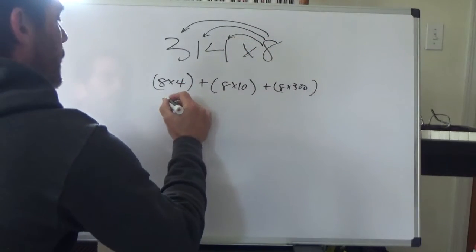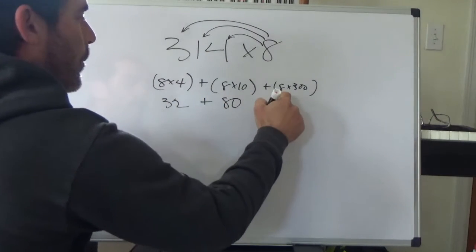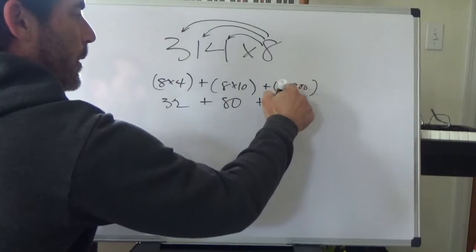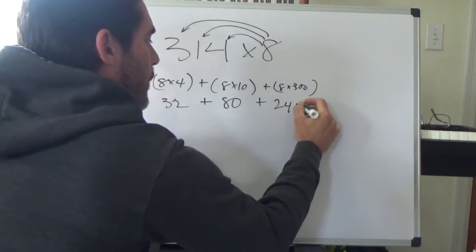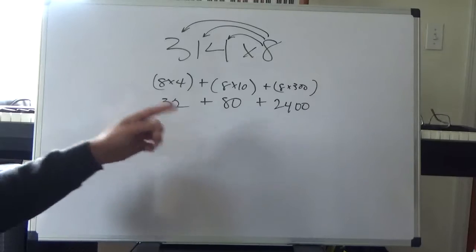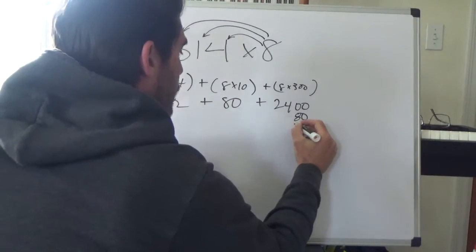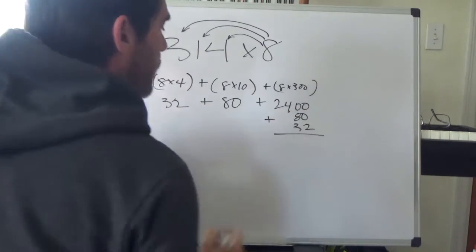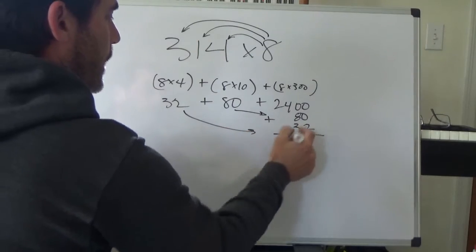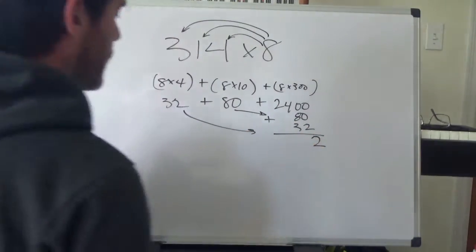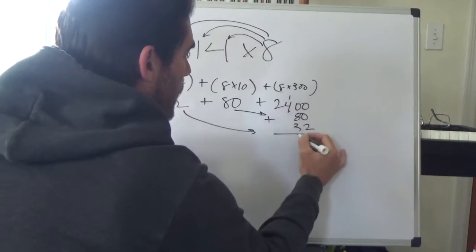8 times 4 is 32, plus 8 times 10 I know is 80, plus 8 times 300, well 8 times 3 is 24, 8 times 300 is 2400. If I add all those together, which I'm going to do in this way, I'm going to actually bring these over here so I can keep place of my place value. So I moved this over to there and this over to there, and now I can add it up. It's just this way I have to do it in my head. I don't want to make a mistake. I'm going to rewrite it if I feel like I need to.